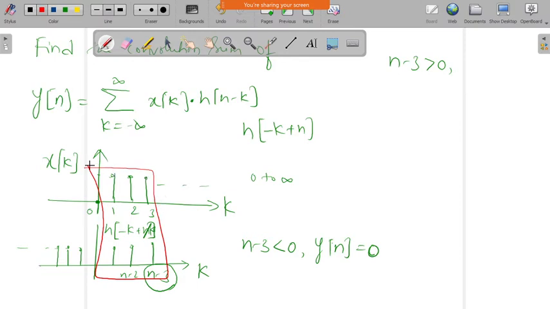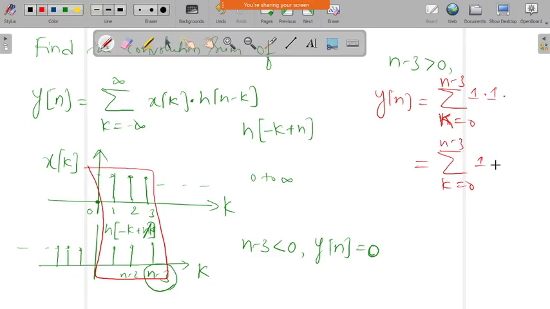Based on the n value, you are going to get the samples. So whenever n minus 3 is greater than 0, the summation exists between 0 and n minus 3. Then your y of n is the summation with k equal to 0 to n minus 3. Now x of k has amplitude 1, and h of n minus k has amplitude 1. So this gives the summation of 1 for k equal to 0 to n minus 3. Now we know the standard summation: if k runs from 0 to n minus 1, with 1 there, we can write the summation as n.